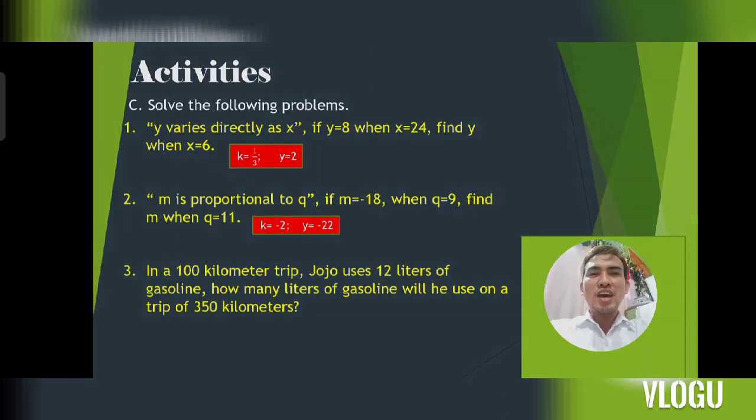Okay, let's check the answer. So the correct answer is k is equal to 25 over 3 and y is equal to 42. That means 42 liters is needed for him to have a 350 kilometers trip. Okay. So, let's check it out.